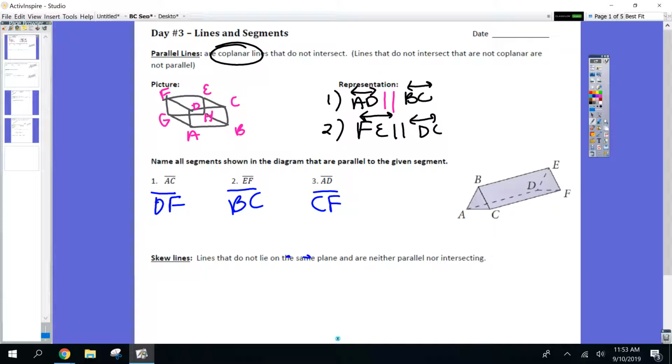Skew lines? No, they're parallel. Okay? Skew? Why not? They're not going to intersect each other, right? Everyone see what I mean by skew lines now? They're not on the same plane, they will never intersect, and they're not parallel. All good?